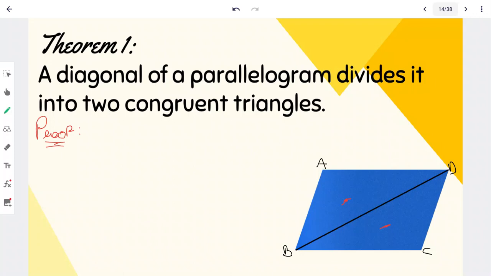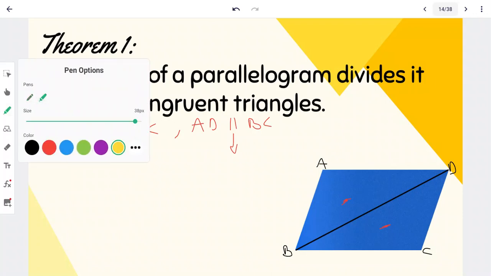Now, in a parallelogram opposite sides are parallel. So that means AB is parallel to DC, and AD is parallel to BC. Correct? Because opposite sides are parallel. Now, AD is parallel to BC. AD, let me take a highlighter. AD, look over here. Okay, look carefully.